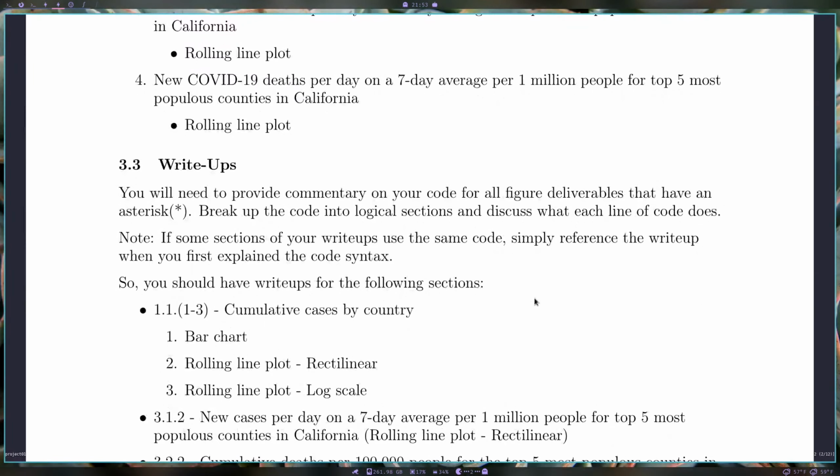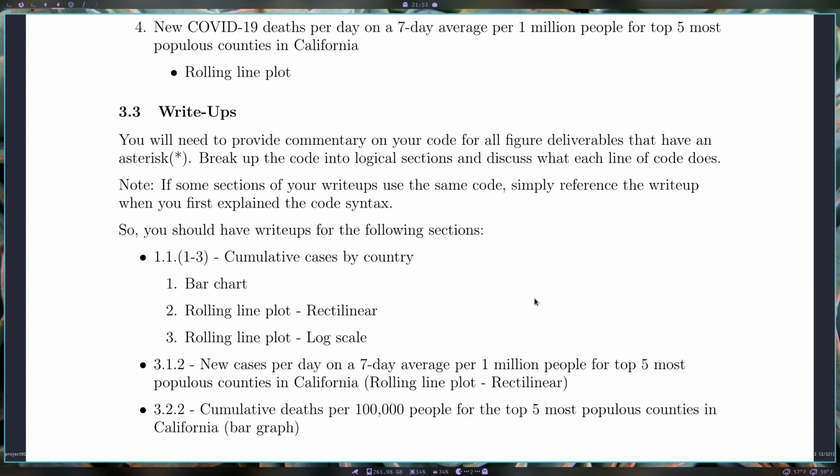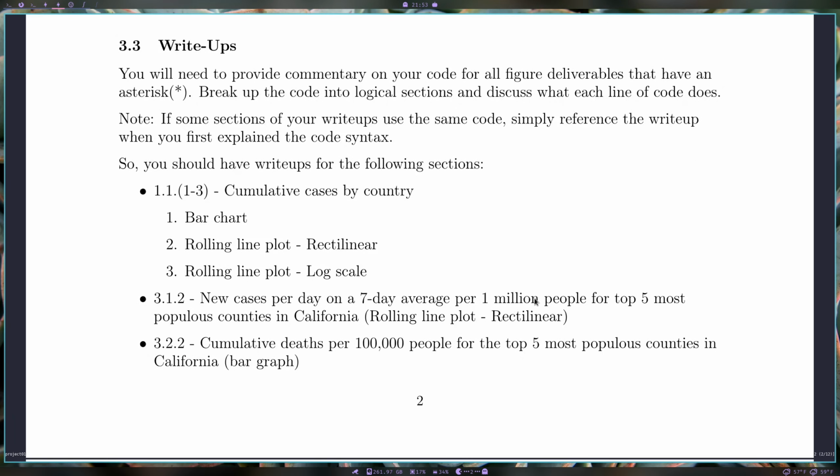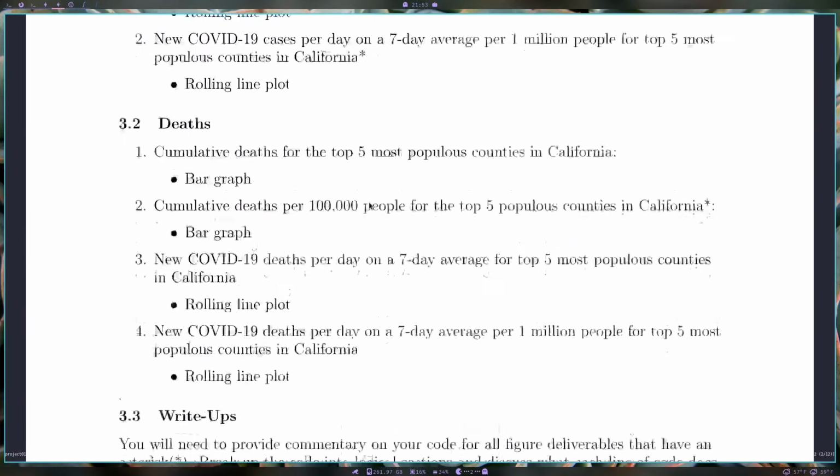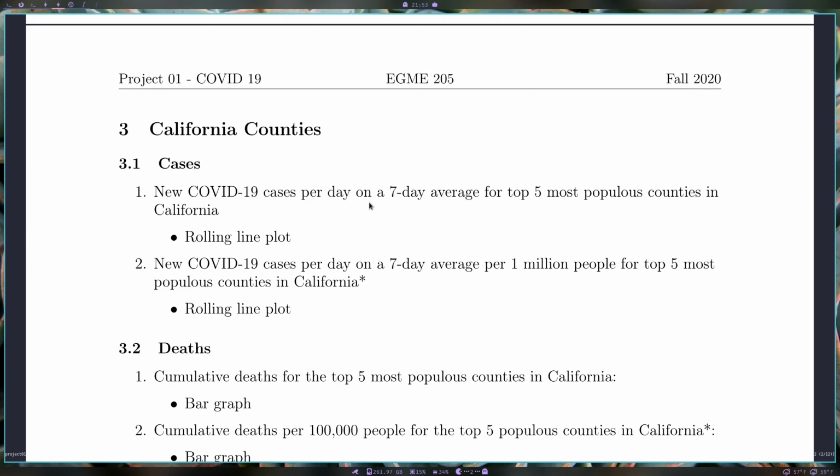Okay, so write-ups. This is the bulk of the questions that I've been getting, or I guess the bulk of the confusion that I've seen on Discord. You're going to provide commentary on your code for all figure deliverables that have a star next to it. If I go up here, 3 of them have a star.